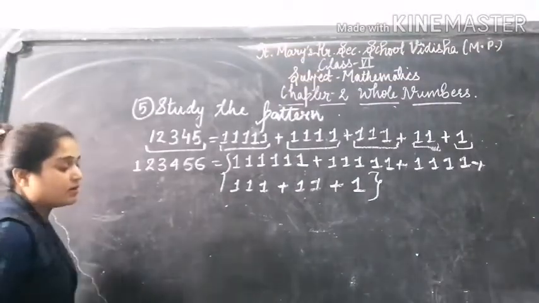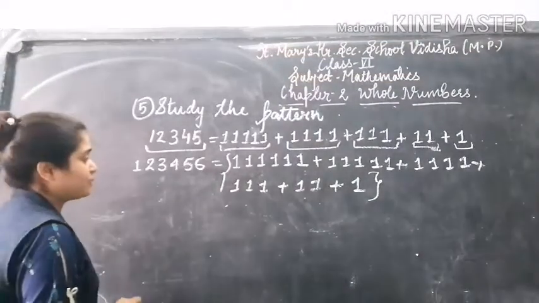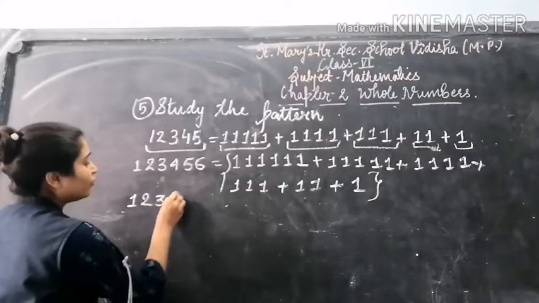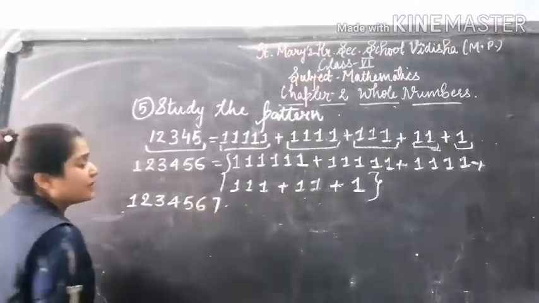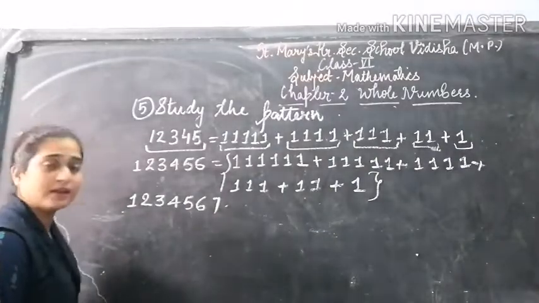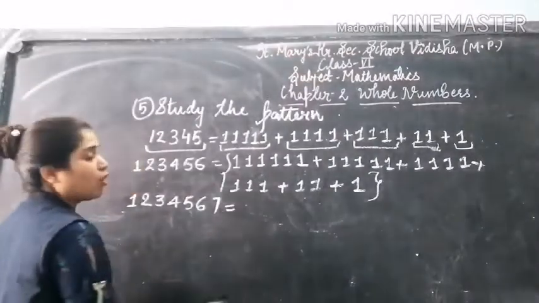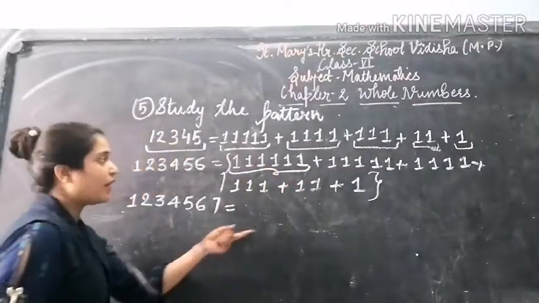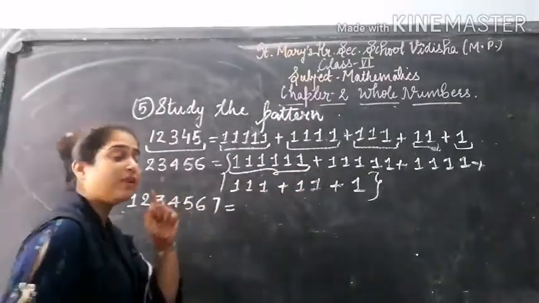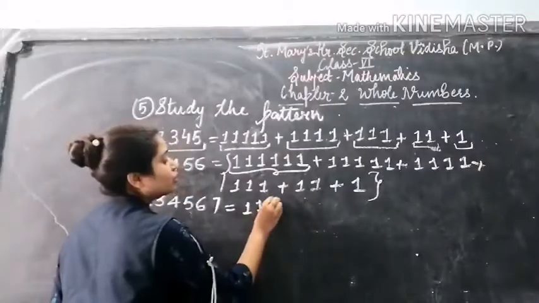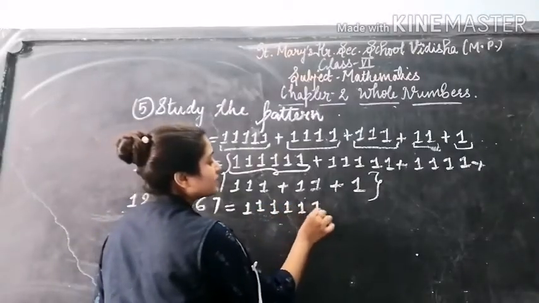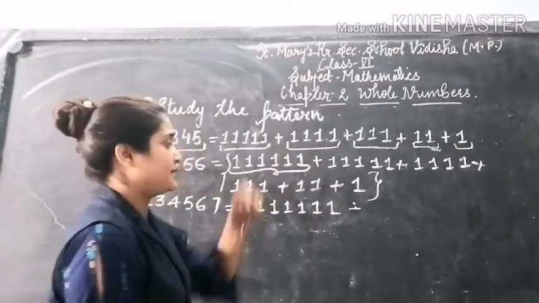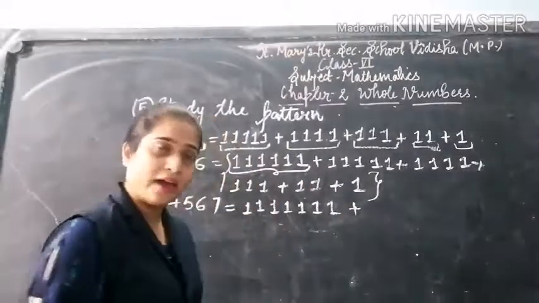So let us see the next step for this pattern. What do we have to take? We have to take 1, 2, 3, 4, 5, 6 and 7. How many times do we have to write 1 here? Here we have written 1 6 times, so here we have to write 1 7 times. 7 times 1 and the whole second step as it is.